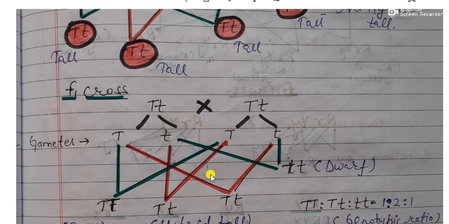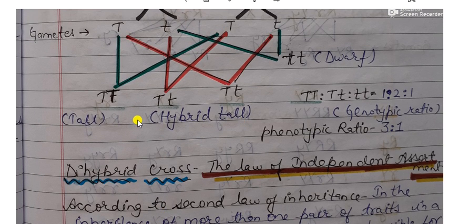When these individuals of the F1 generation were made to cross with each other, he found that out of four plants in the F2 generation, three were tall plants, whereas the single one was dwarf. This is pure tall, this is hybrid tall, and this is dwarf. When we see the genotype of these plants, the genotype ratio would be 1 is to 2 is to 1.